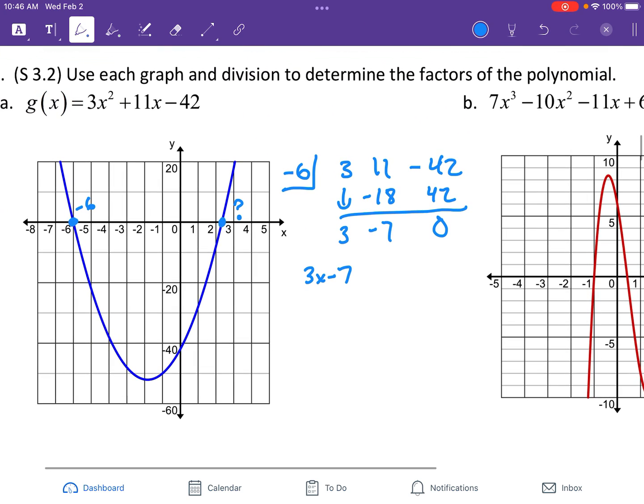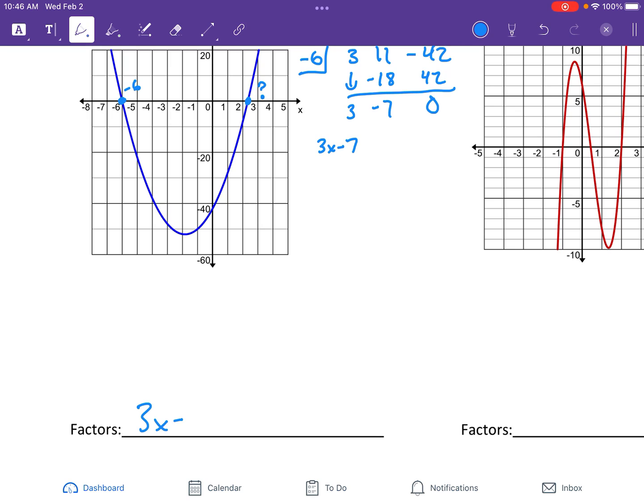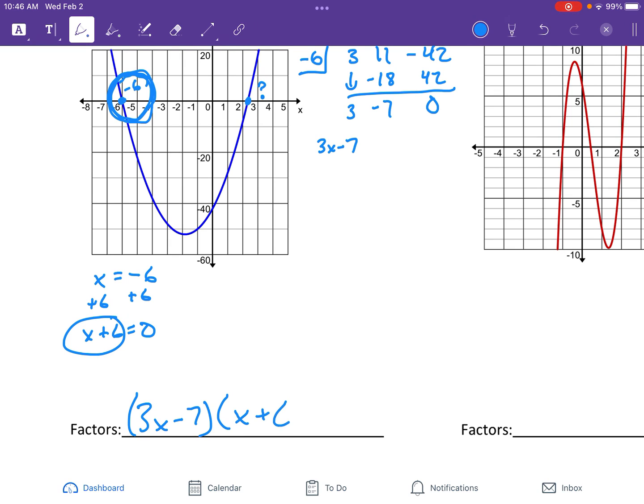But the question wants to have both factors, so that's what we're going to write down here. So I have 3x minus 7, and then the other factor is the one that we used to divide. This is our other factor. We're going to write it as a factor. Right now it's a solution. So right now it says x equals negative 6. We're going to add 6 to both sides to make it x plus 6 equals 0, and this is our factor. So we're going to write that down next to the one we found using synthetic division.